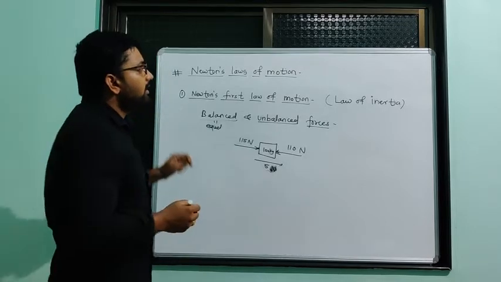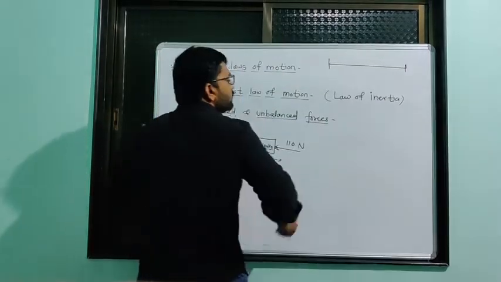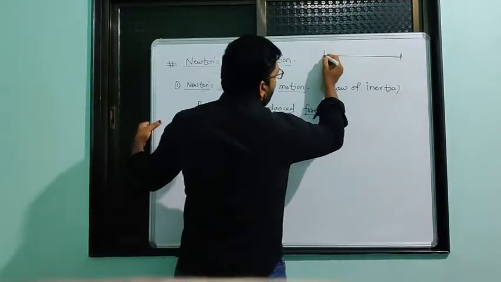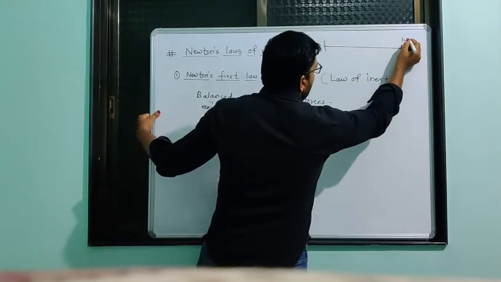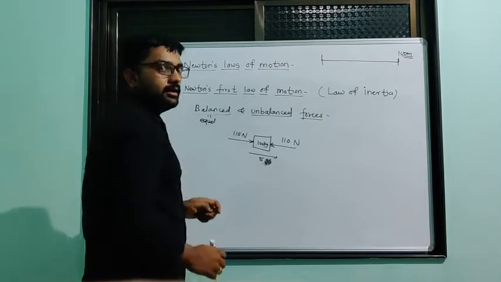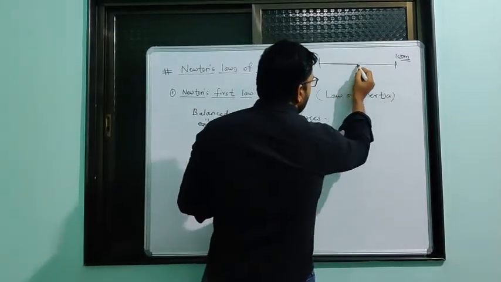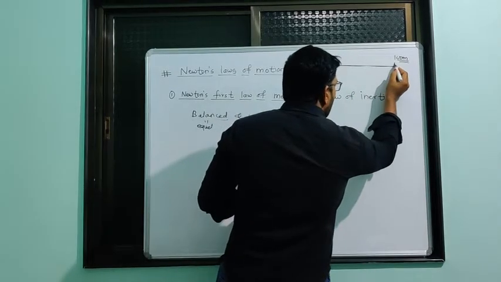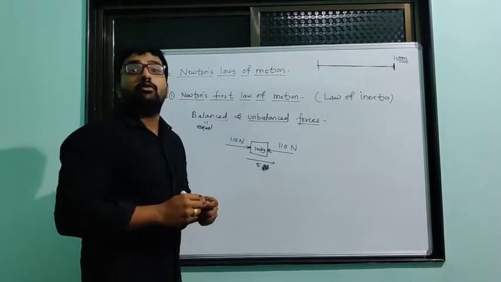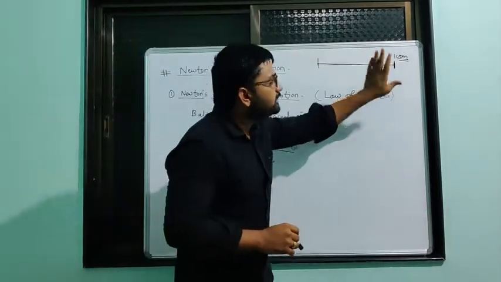Suppose we are running. We consider the example of running. So this is a 100-meter running track. We start from here, and this is, suppose, the 100-meter mark. If you see this event in the Olympics, when the runners start from here, they do not stop exactly here. Actually they want to stop here, but their body does not stop at this point.